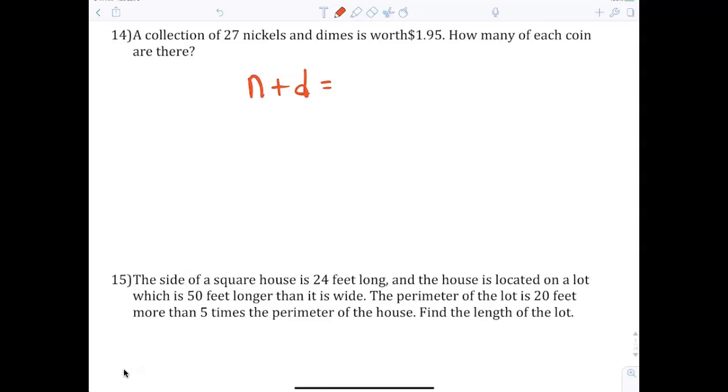Equals what? Nope. Those are nickels and dimes. What are the nickels and dimes total? How many? 27. Again, because that's a quantity. I'd explained that to my last class. Everybody understand? Nickels plus dimes is a quantity. You have a certain amount of nickels and a certain amount of dimes. You add them together and you get how many coins? 27. Now the value, go.